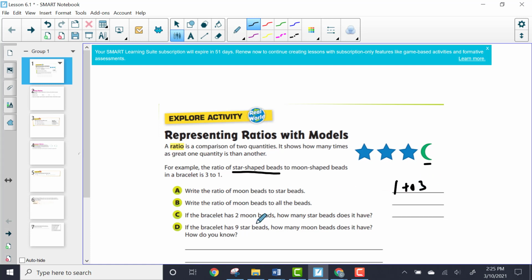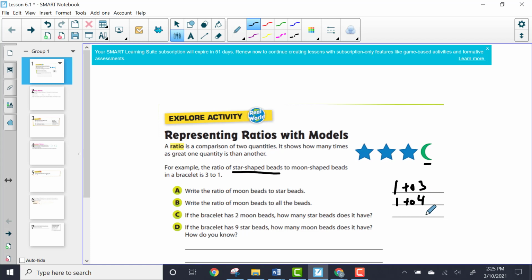Now the next one we're taking a look at, write the ratio of moon beads to all the beads. So for this one, I can see I have 1 moon bead, so that's going to be 1. Now all the beads, I have a total of 1, 2, 3, 4, so that's going to be 4. So the ratio for that would be 1 to 4.